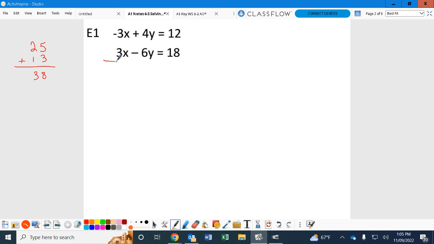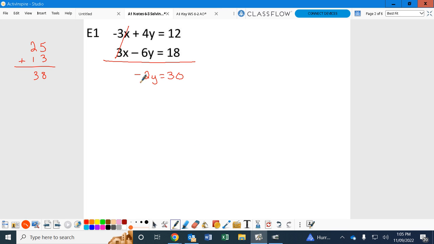What we're going to do is put a line underneath here, and we're going to try to see if any of our variables cancel out. If we combine our like terms going down, are any of our variables going to cancel out? Yes. So we've already got elimination, guys. We're going to eliminate the x, and we're going to combine the y's. When I combine 4y and negative 6y, that's going to give me negative 2y. Then when I combine the 12 and the 18, it's going to give me a total of 30.